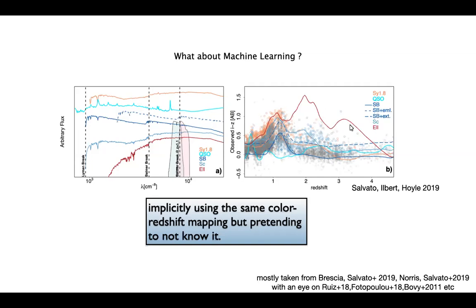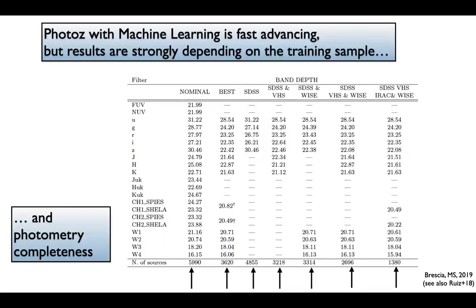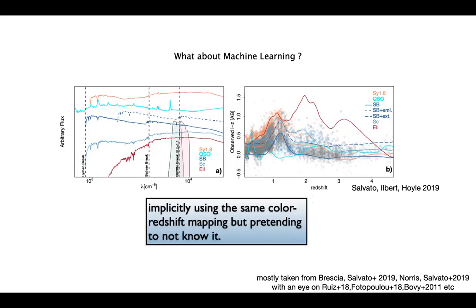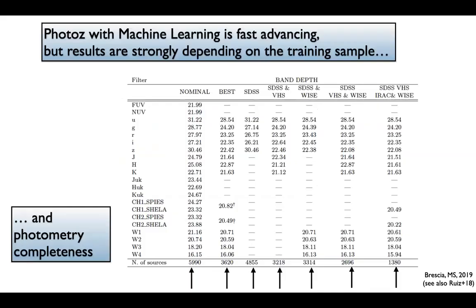And what we have done was then, one of the limitations of the machine learning is that despite being advancing fast, they are really strongly depending still on the training sample, but above all, they are limited by the completeness of the photometry. What we have done in this paper is we took all the data that were used for the Ananda paper and tried to compare step by step how we could improve the photoz using machine learning.